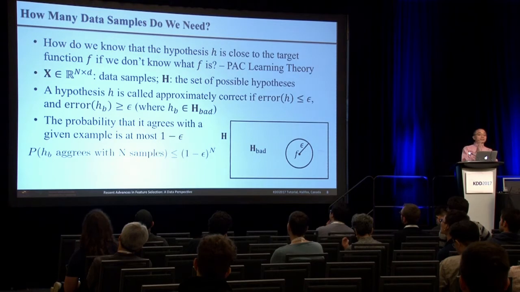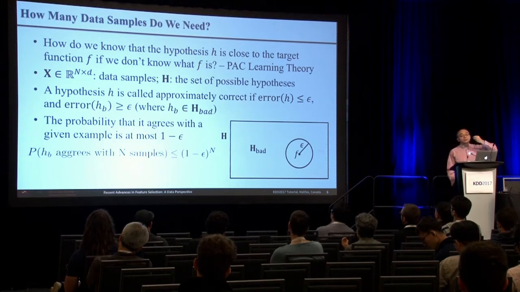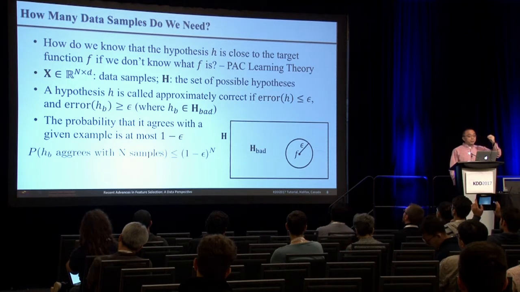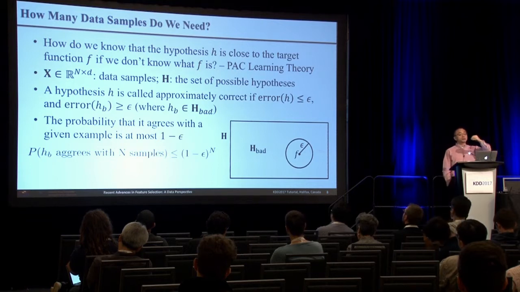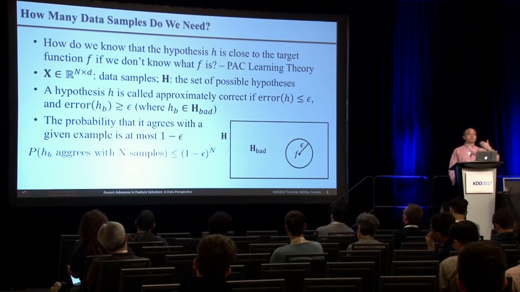Okay, so now we have this question. How many data samples do we really need? There's a very famous theory in machine learning called PAC learning theory. So it says basically when we try to learn something, in machine learning we call it a hypothesis, H. But we really want the target function f. We make h as close as possible to f. But we really don't know about f. If we knew f, then I wouldn't need to learn, right? But if I don't know about f, then how can I estimate?